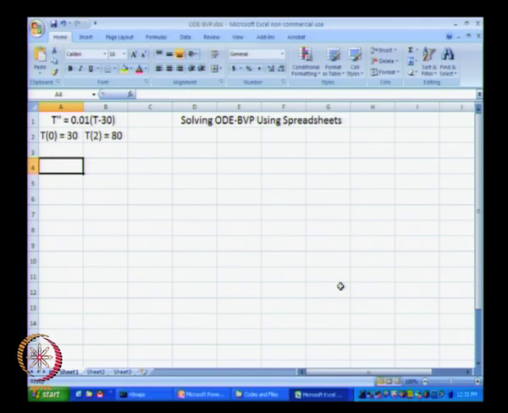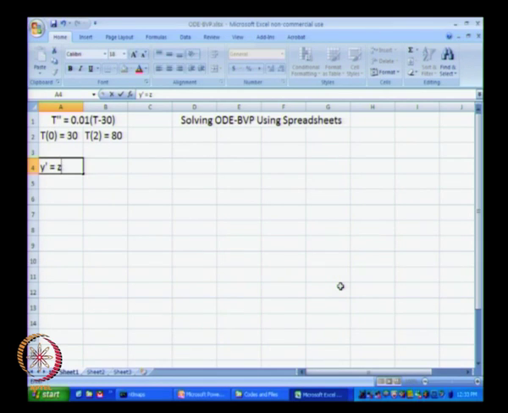What we have done just now on the board is we have converted this into an initial value problem by substituting T equal to y and T dash equal to z. So our first equation is going to be dy by dx, that is y dash, equal to z.